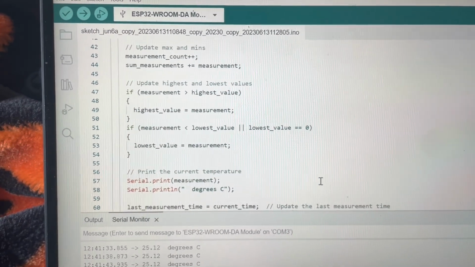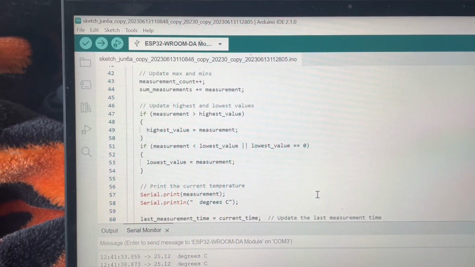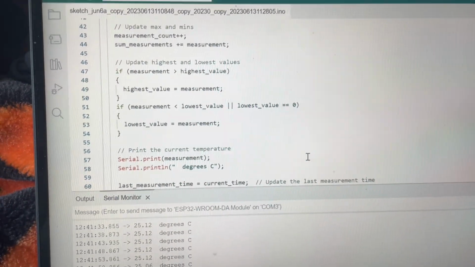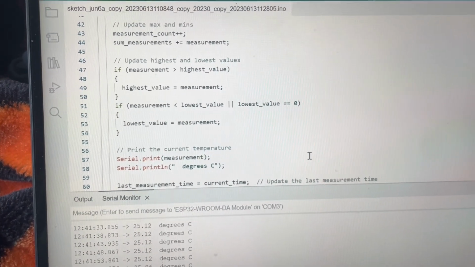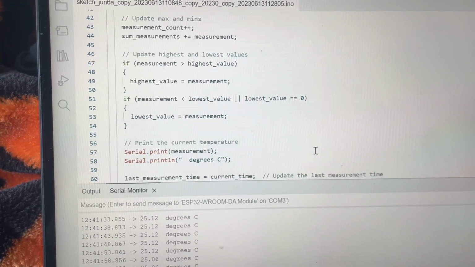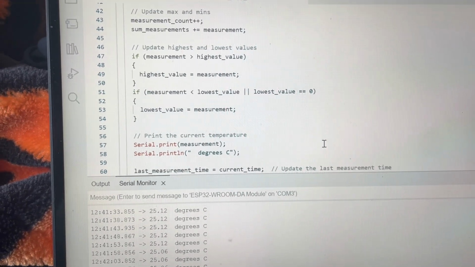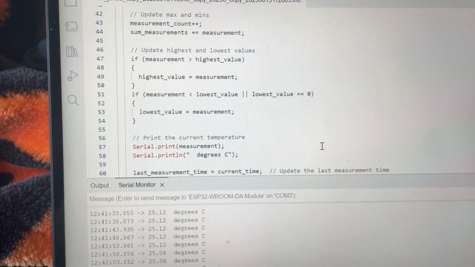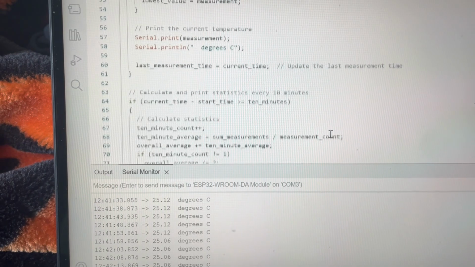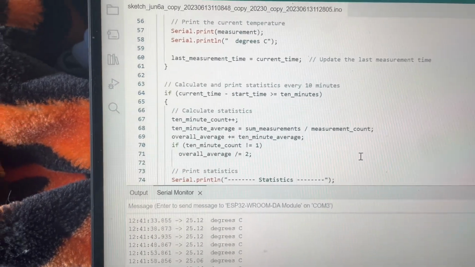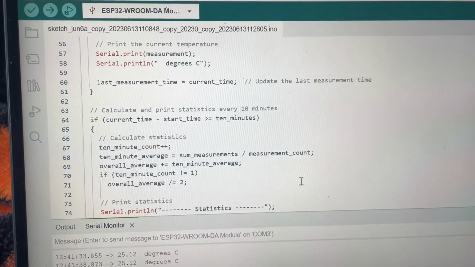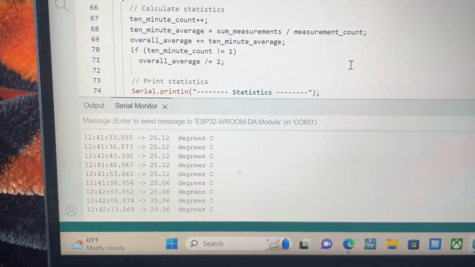To set up my max and min values, I used a few if statements. If that measurement read by the sensor is greater than the highest value, it becomes that highest value. And if it's less than the lowest value, it becomes my new min. And so the serial print measurement in degrees Celsius, this just prints my temperatures like that.